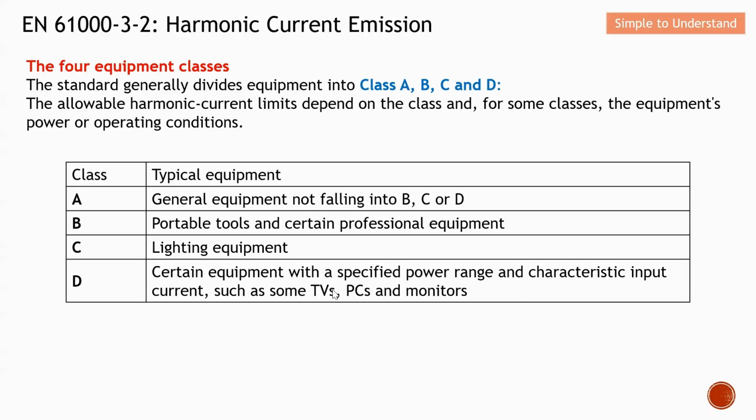For example, our TV, our PC, and monitor belong to class D. Anything that is not within class B, C, or D falls under class A. So in short, different classes have different maximum harmonic current emission, the permissible value. These are the 4 equipment classes.